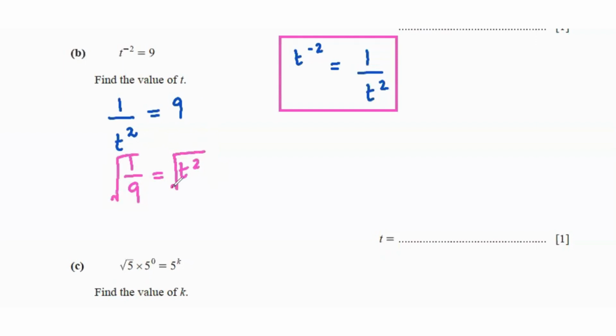Take the square root on both sides. Why do we take the square root on both sides? The thing is that when we're trying to get rid of a square, we square root it. So we can't just square root one side. We have to square root both sides. So the square root of 1 over 9 is going to be plus minus 1 over 3. And the square root of t squared is going to be t.